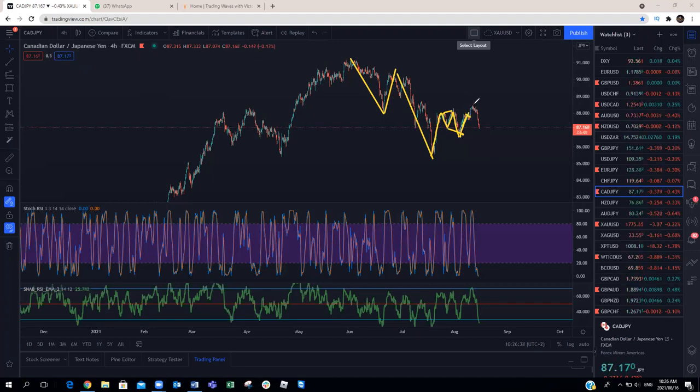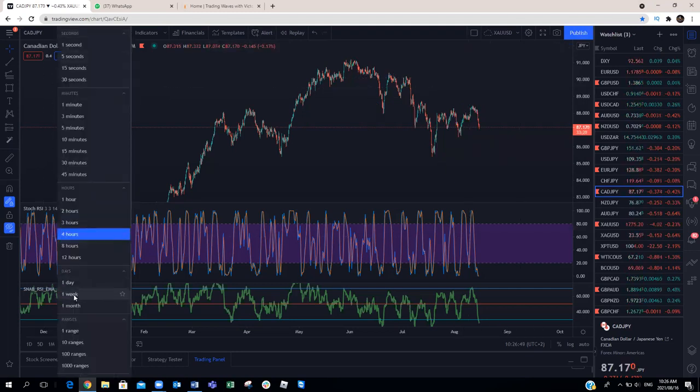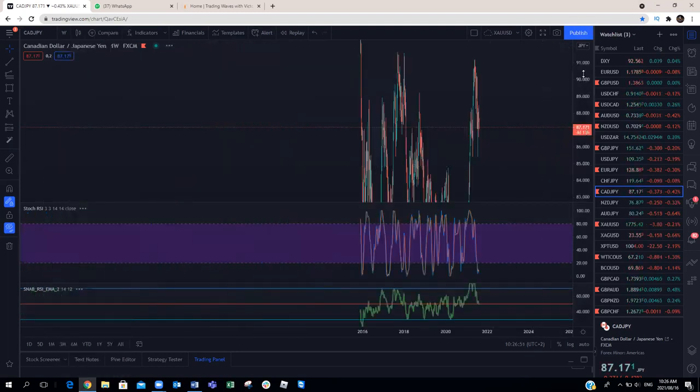So what we have here is a simple three-wave structure, and we are looking for more downside here on CAD yen. Any pullback, look for this to continue to the downside. Do not forget why we are selling CAD yen. It is because of this.